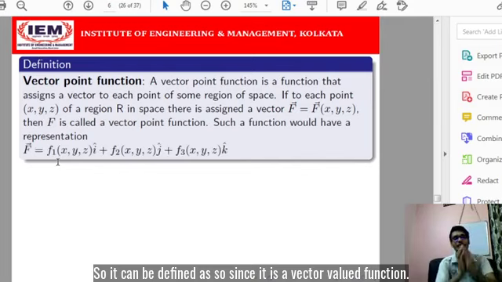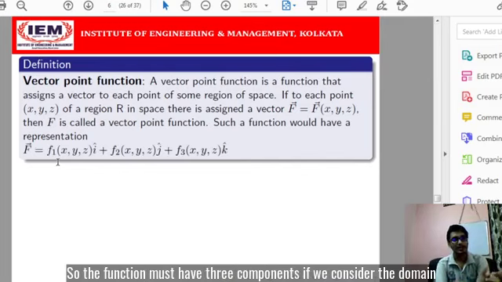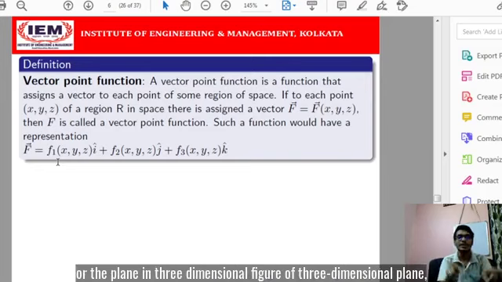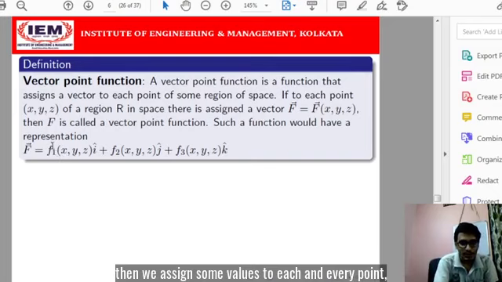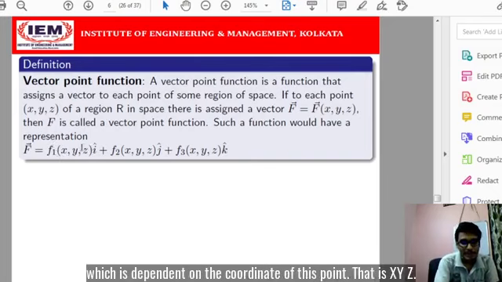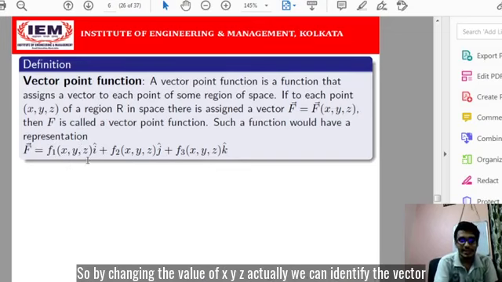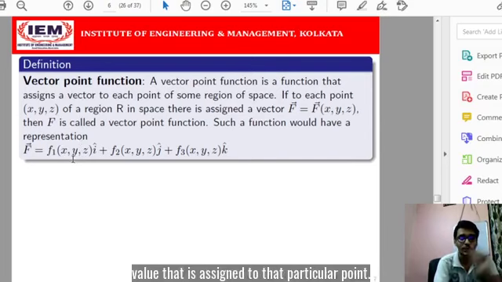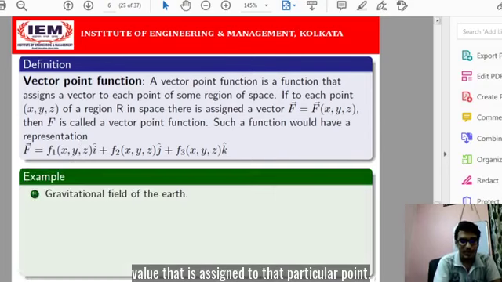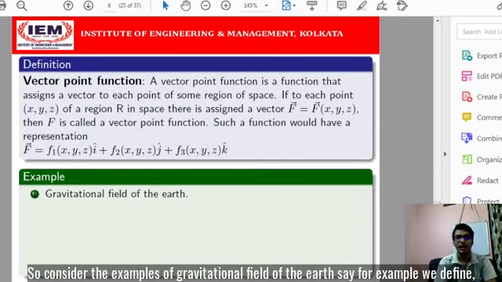So since it is a vector valued function, the function must have three components if we consider the domain or plane in three-dimensional space. Then we assign values to each and every point, dependent on the coordinates of that point, that is x, y, z. By changing the value of x, y, z, we can identify the vector value assigned to that particular point. So, for example, the gravitational field of the earth.